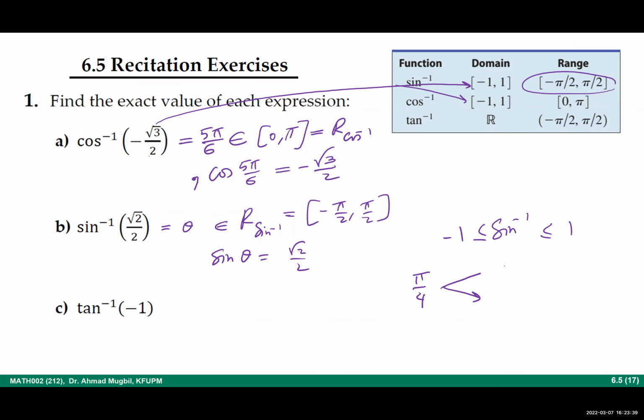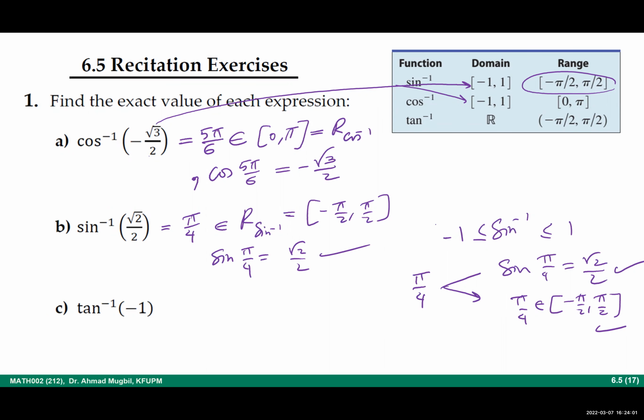So one of you may say pi over 4. Ask yourself, is sine pi over 4 equal to square root of 2 over 2? Yes. Is pi over 4 between negative pi over 2 and pi over 2? Yes. So it is done. So this theta, in fact, is pi over 4, and sine pi over 4 is square root of 2 over 2.